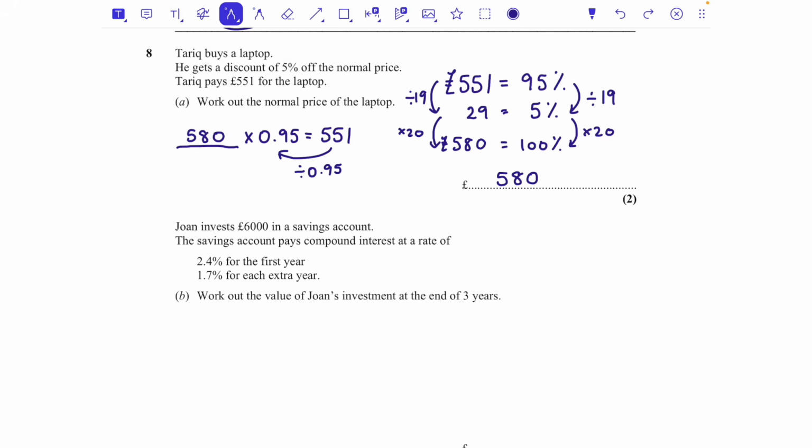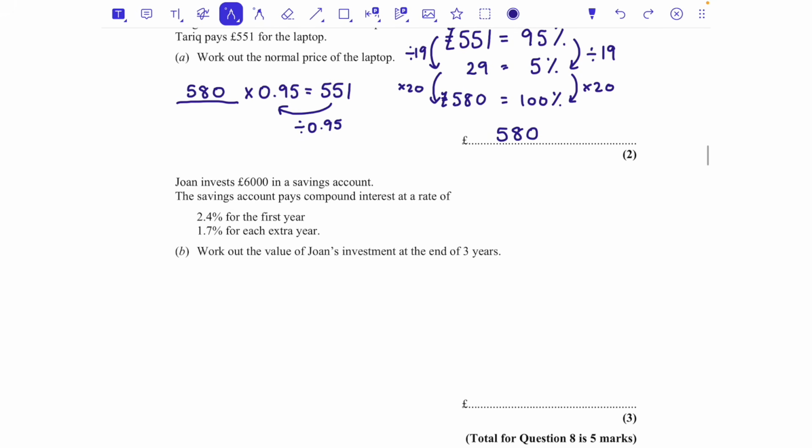Okay, Joan invests £6,000 in a savings account, and the savings account pays compound interest at a rate of 2.4% for the first year and 1.7% for each extra year. Work out the value of Joan's investment at the end of 3 years. So we're starting with 6,000. For compound interest, we want to times by 1 point, and then we're going to add on the interest rate. So for the first year, we want an extra 2.4% on our money.